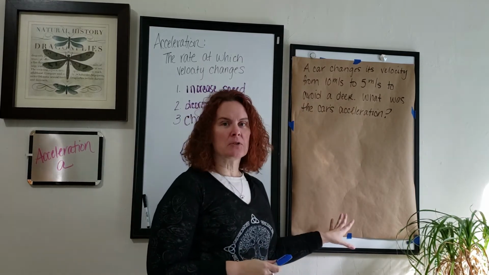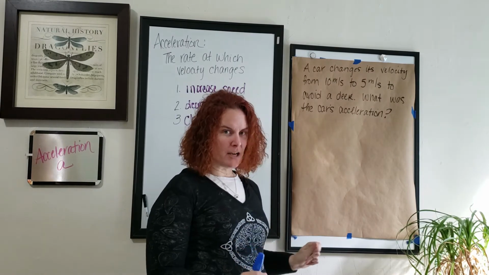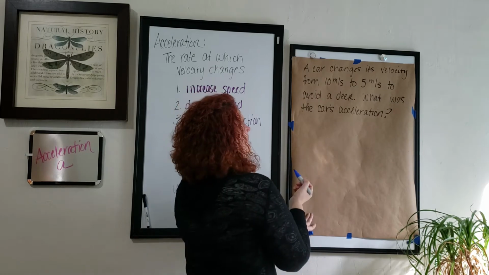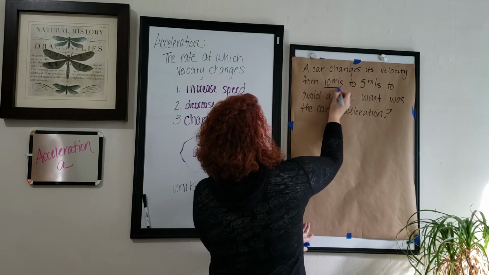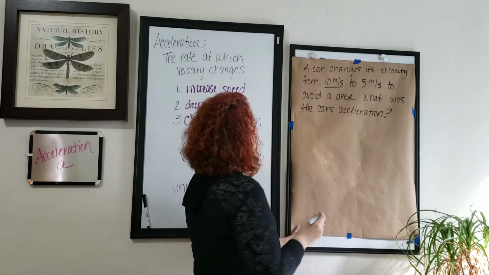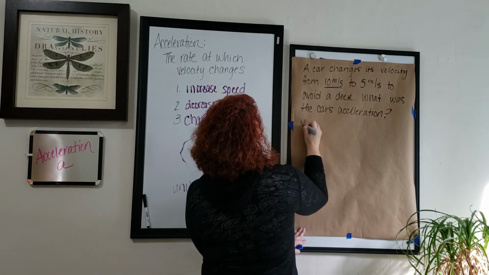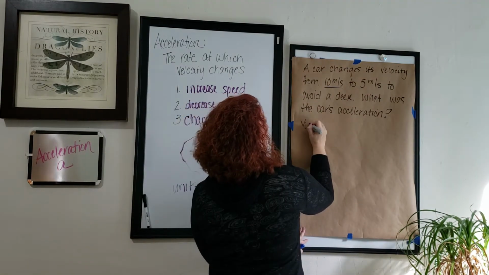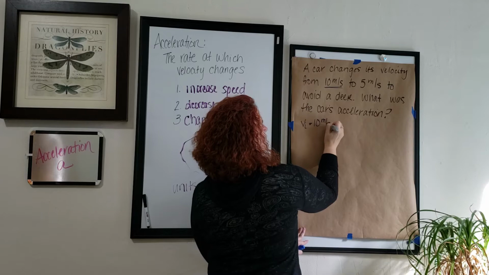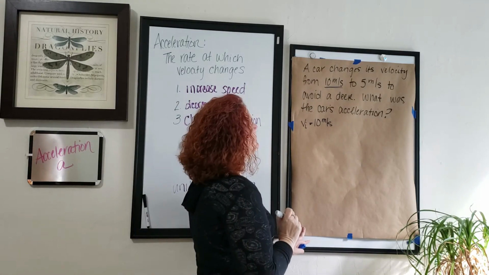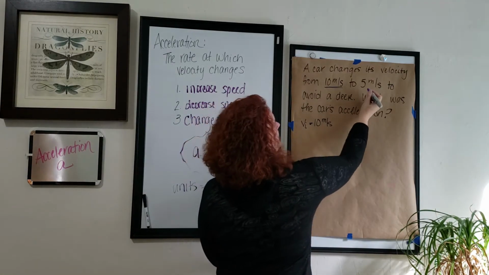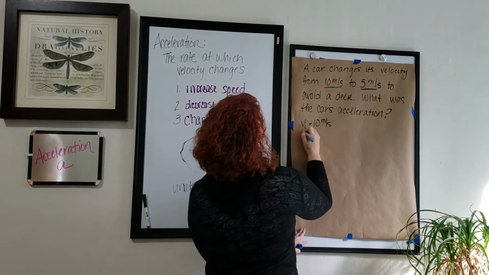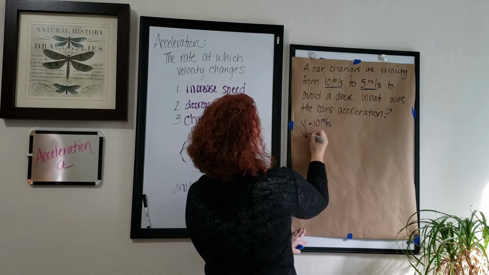So the first thing we're going to do every time is take our inventory. We have an initial velocity, in meters per second. Initial, that little i there, so our initial velocity is 10 meters per second. Then it's going to a different velocity. So there's our 5 meters per second. That's our final, little f.